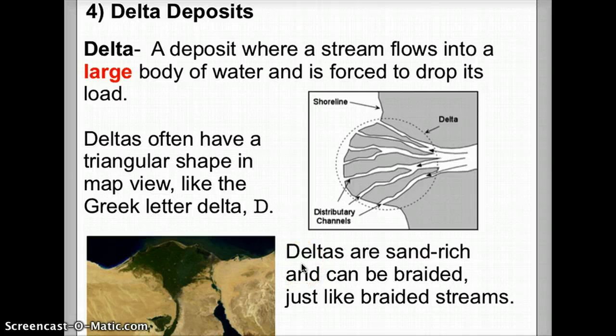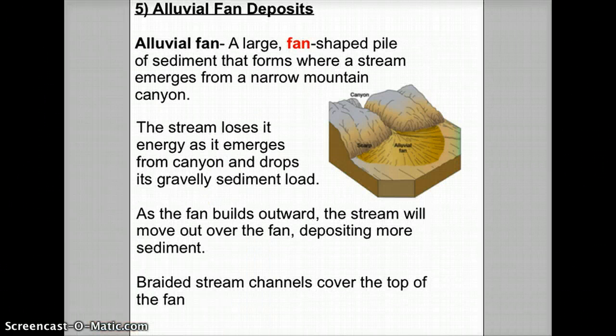Earlier we talked about a delta as being where the stream enters a large body of water. Once that happens, it's forced to drop all of the sediment that it's collected along its path. The last deposit made by a stream is called an alluvial fan. This is when a stream comes out of a narrow mountain range, and all of a sudden the sediment spreads out and emerges from the canyon, and that's where it drops all of the sediment.